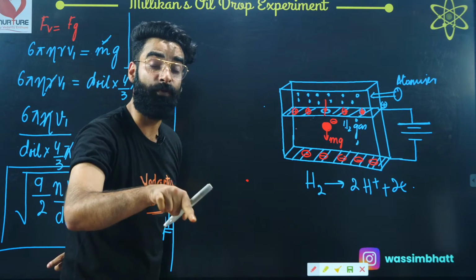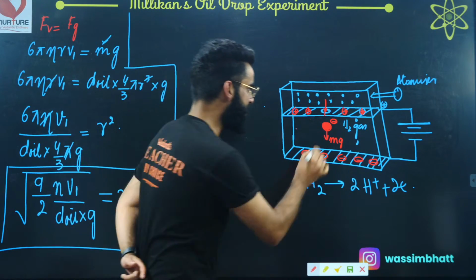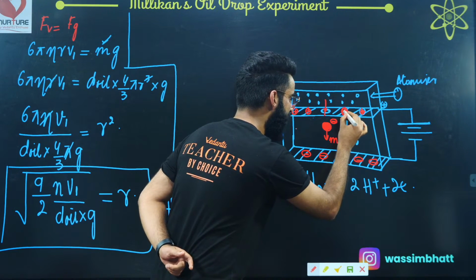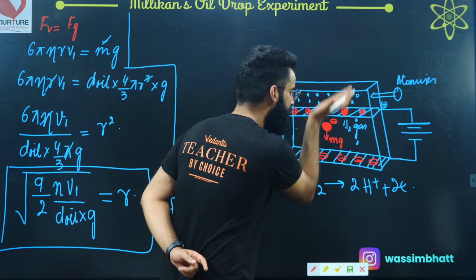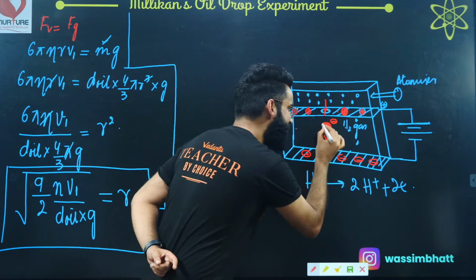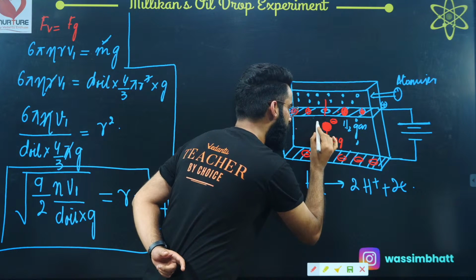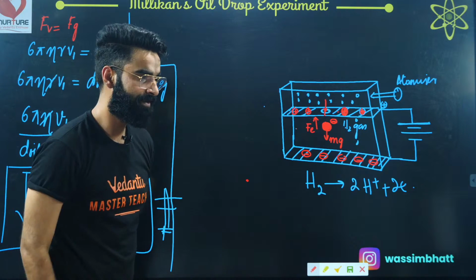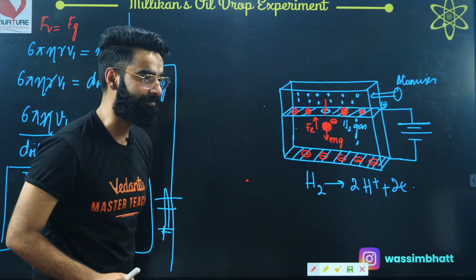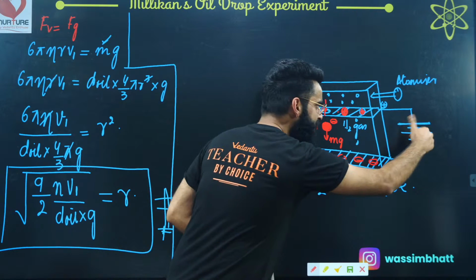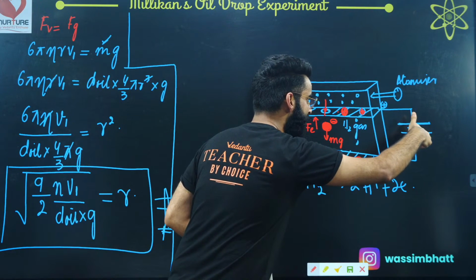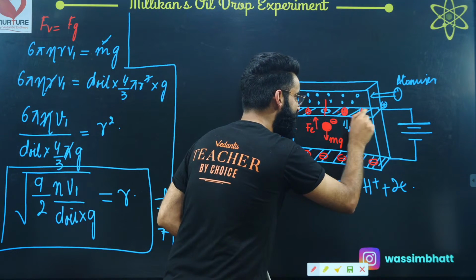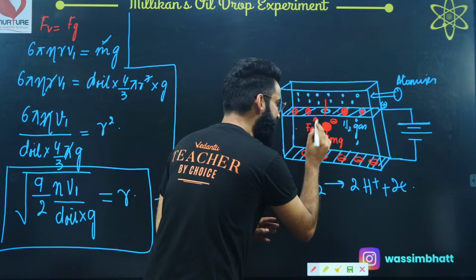Another force will now be the electrical force, because this oil droplet carries a negative charge and this plate carries a positive charge. This positively charged plate will start to attract the oil droplet towards itself, due to which the oil droplet will experience one force, the electrical force, in the upward direction. At the same time, if I increase the voltage of the battery, the positive charge on this plate will increase, and Fe will start to increase.